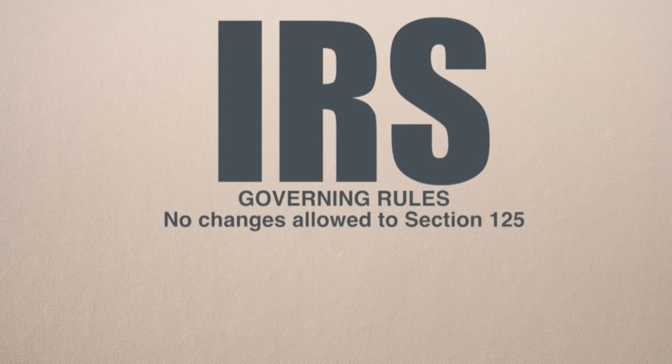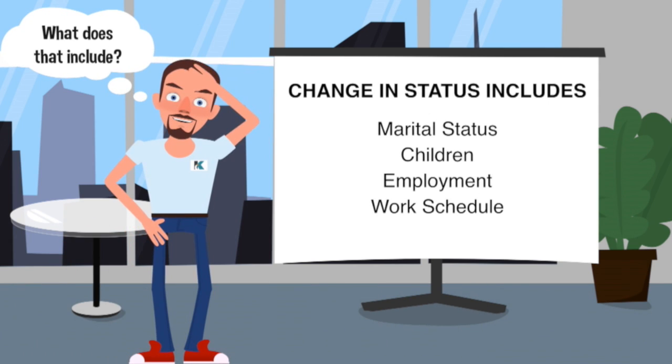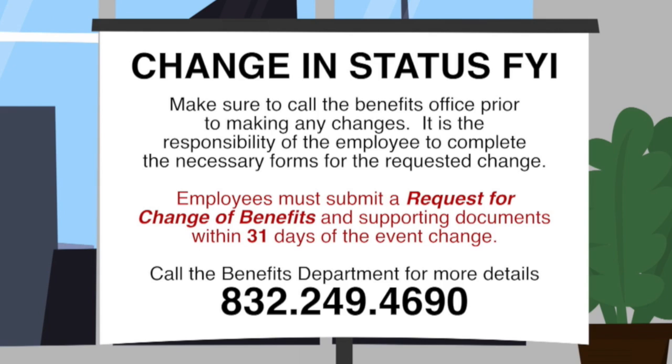Other than during annual enrollment, you cannot make any changes to any benefits that you're paying for through the Section 125 plan for the calendar year unless you experience a change in status or a qualified event. The Klein ISD benefit program follows these rules for all employees regardless of elections. Make sure to call the benefits office prior to making any changes.